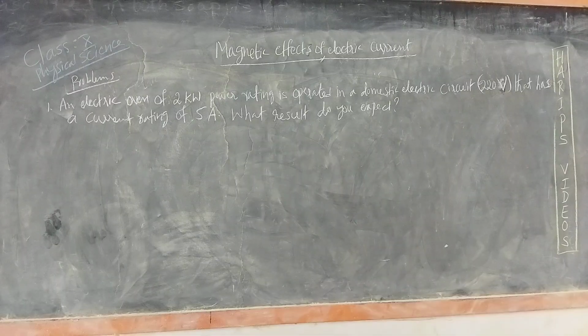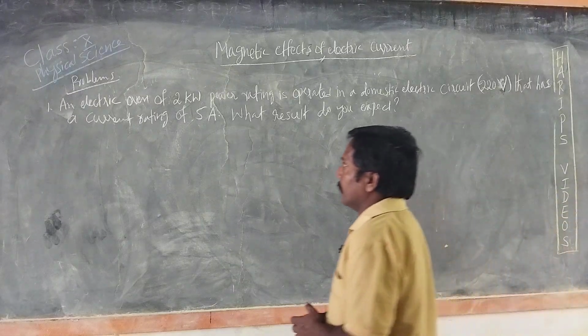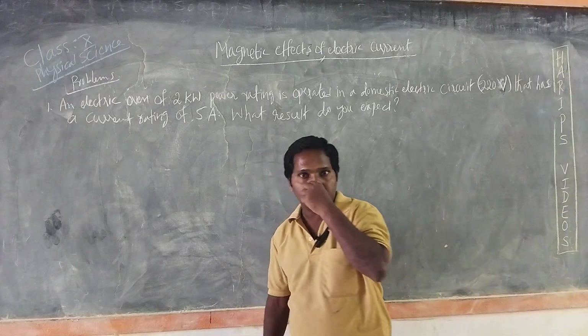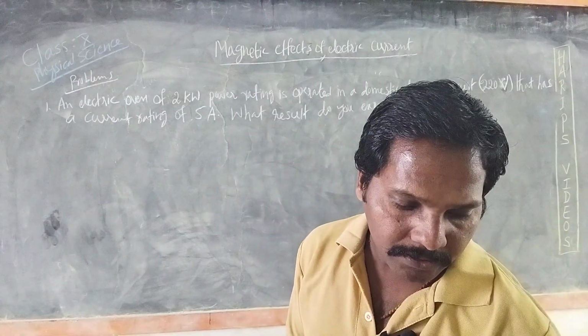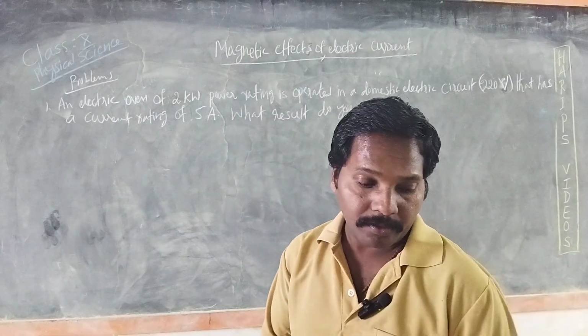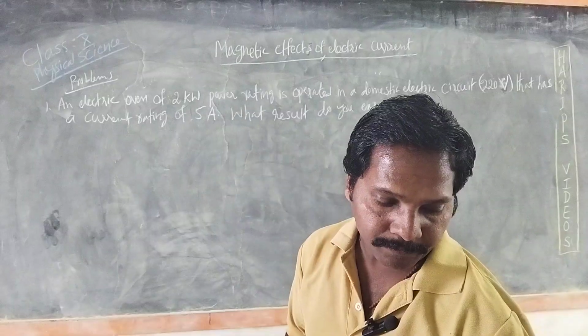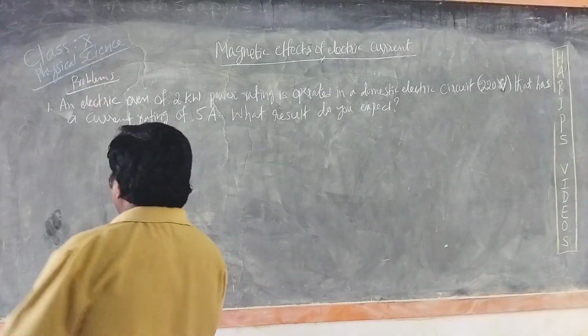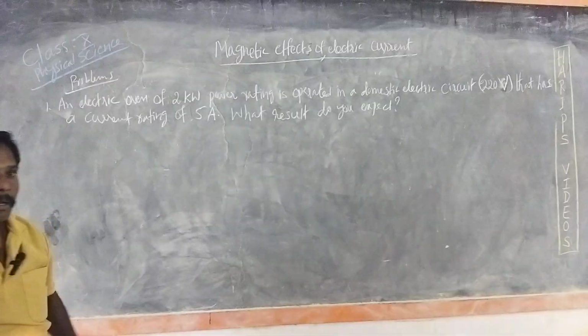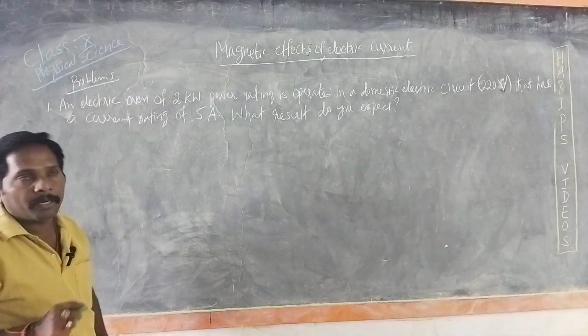If you use an electric oven which consumes 2 kilowatt power and which is connected to a 5 ampere fuse wire, then what happens? First of all, let us find the current drawn by the electric oven. How much electric current should it consume? Let us see.